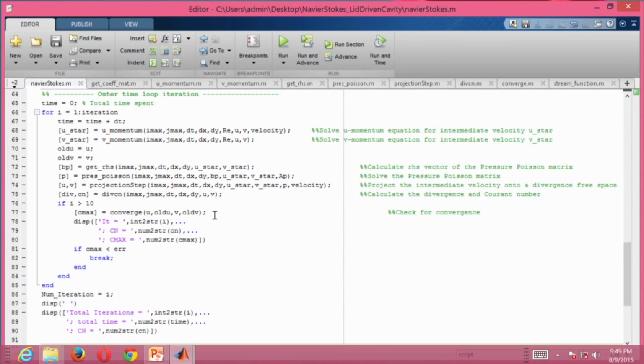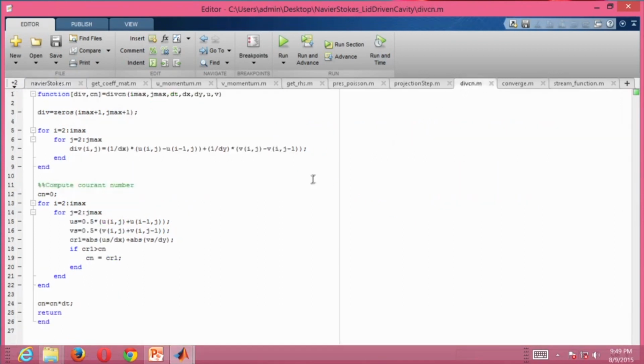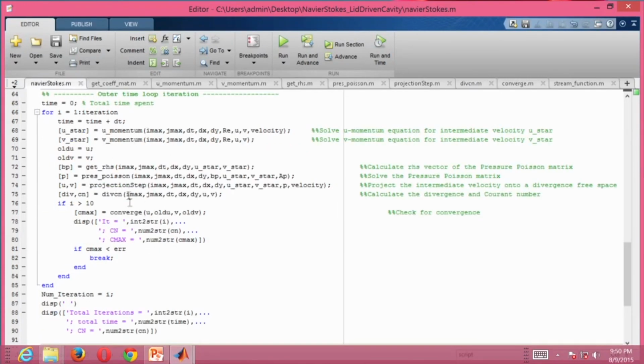Now, we need to check whether divergence is satisfied. So, we have a separate module div Cn, let us go to that module. So, in div Cn we calculate the continuity error. So, this is dou u by dou x and dou v by dou y. Then you calculate also the Courant number, it is helpful. So, you calculate the Courant number based on this expression here. Come back to the main.